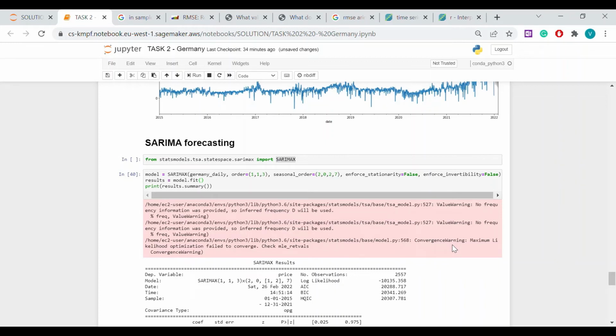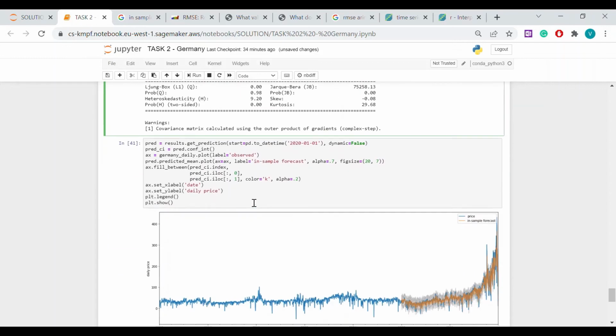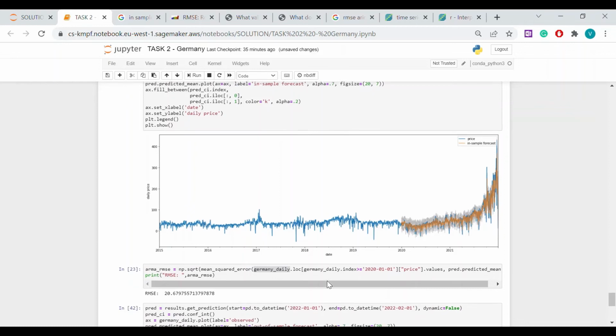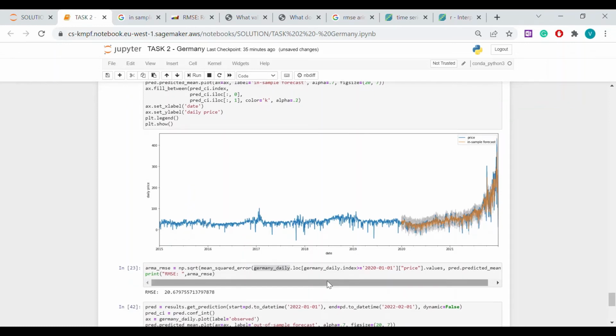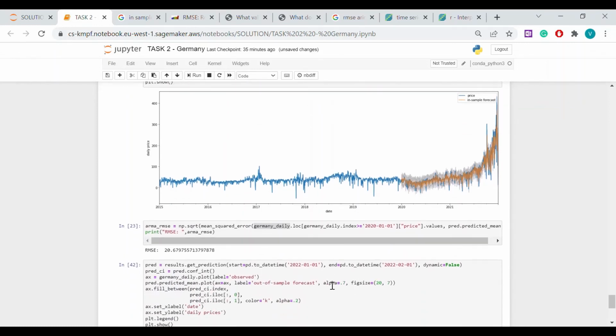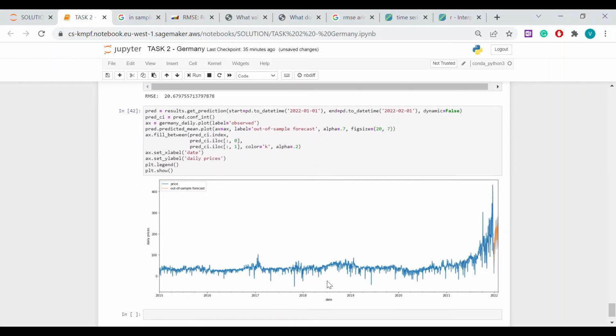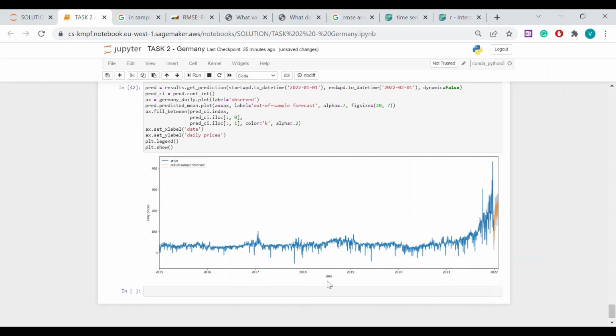The same procedure can be performed for the SARIMA, seasonal ARIMA model. We use the package SARIMAX, specifying the time series, the order, the seasonal order, and fitting the model. We can again do the in-sample forecast, considering the root mean squared error, and the out of sample forecast for the 1 month after the end of the time series.